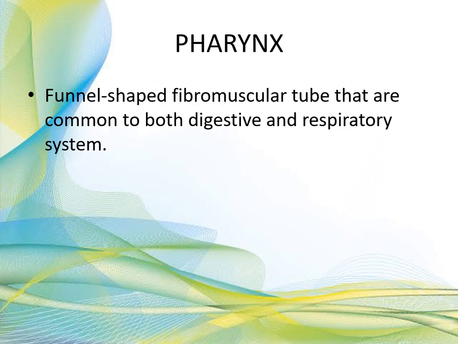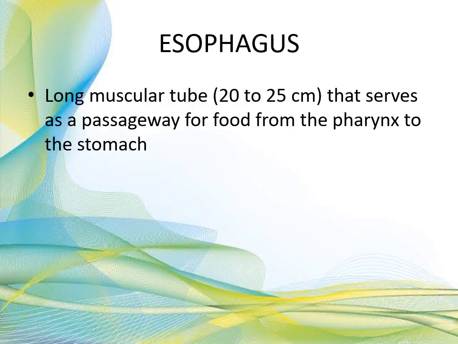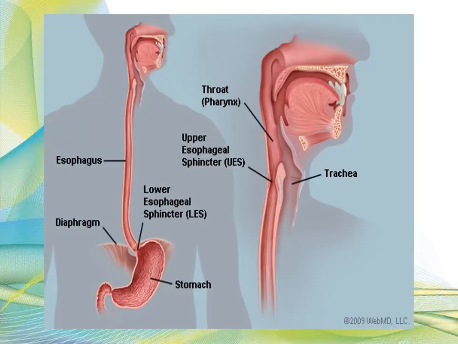So we have the pharynx. Ano yung pharynx? Pharynx is a funnel-shaped fibromuscular tube that is common for both digestive and respiratory system. Esophagus, gaano kahabang esophagus? That's 20 to 25 centimeters, and it serves as passageway for food. And ito yung esophagus. Tapos ito yung throat or yung pharynx.